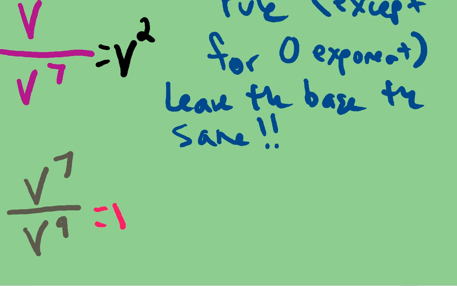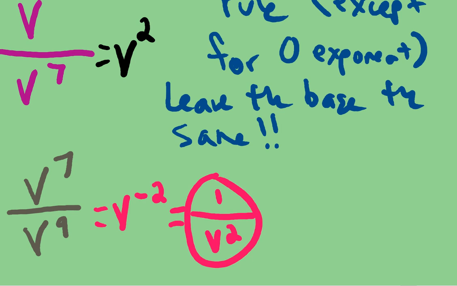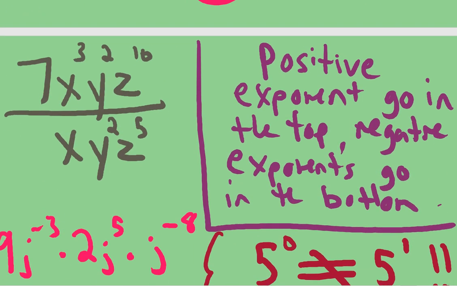This gives you V to the -2. A lot of kids miss this one. V squared goes on the bottom, 1 goes on the top. That's how you end that one. Positive exponents go in the top, negative exponents go in the bottom. Alright, so this one here, oh boy, I just don't have enough room.